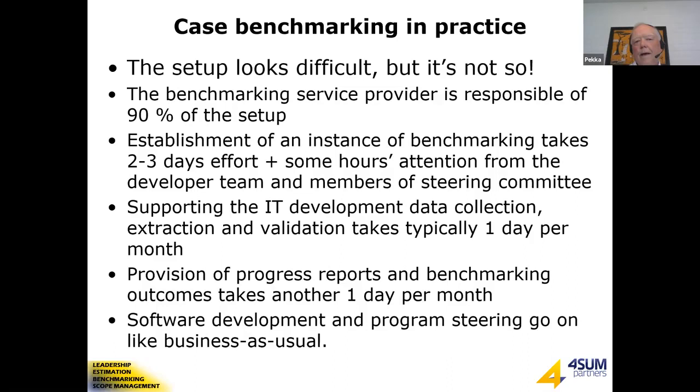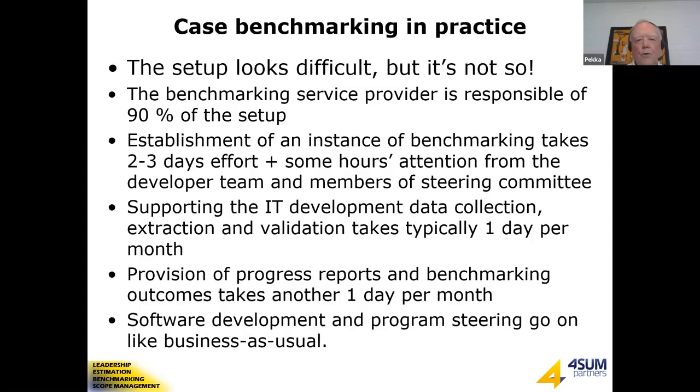Then I have put here some effort numbers. So establishment of an instance of benchmarking takes typically 2 or 3 days effort from the benchmarking service provider. And then some hours attention from the developer team and members of steering committee, just to get introduced in the metrics and their meaning, and the good ways to ensure the data collection. And then this is only one time during a benchmarking, which may last from 1 to 3 years. So it's not something that must be repeated often.